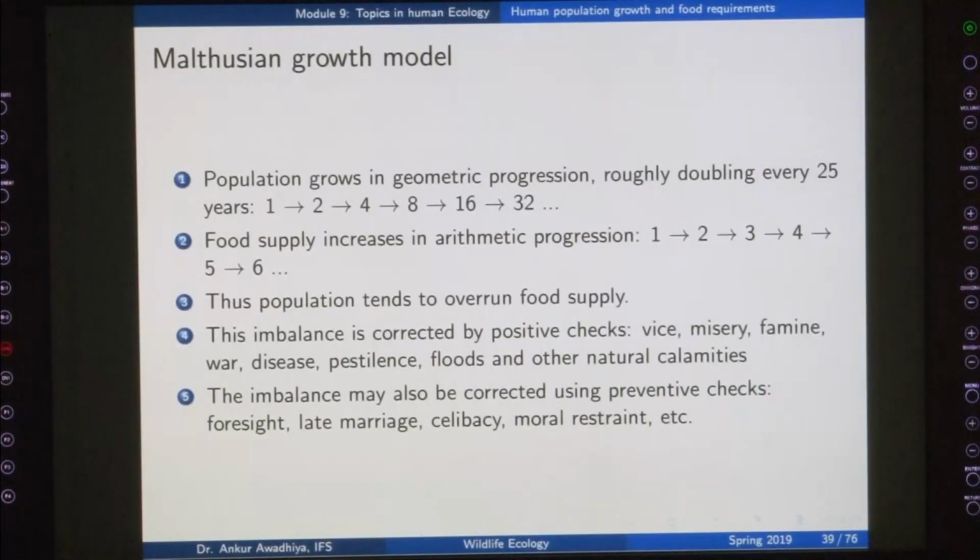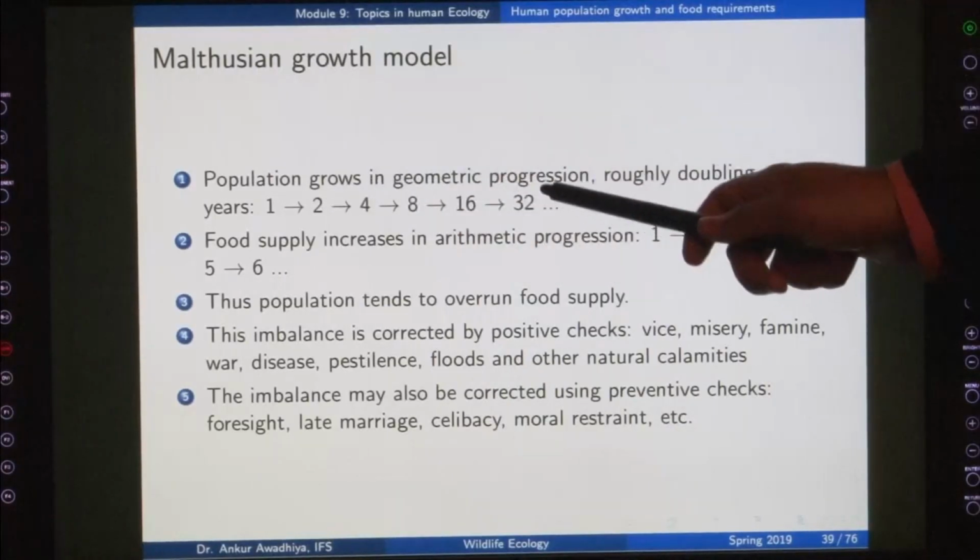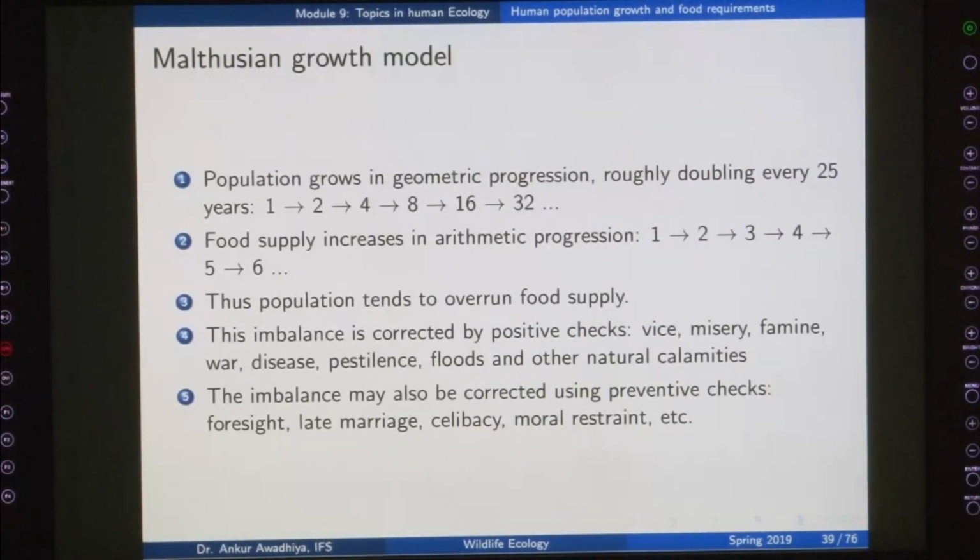Now, suppose you try to increase the food production for some particular point of time. In that period, because the population is dependent on the food, the population will increase very fast, and even if you start with a larger amount of food, in a very short time the population will overrun the food supply. So, this creates an imbalance. You have more people and fewer resources.